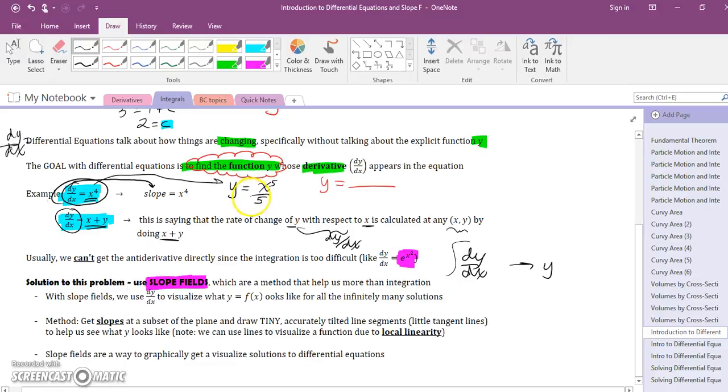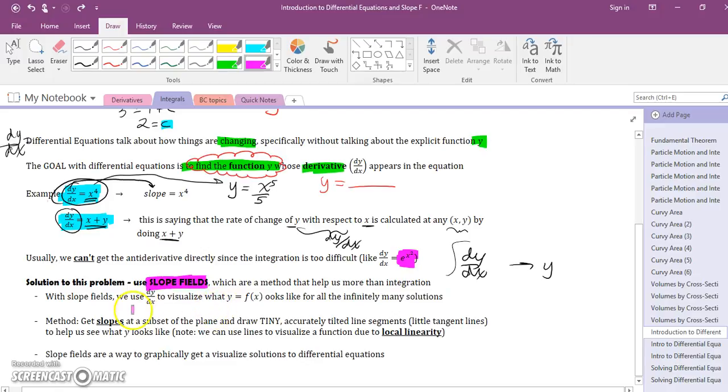You can do that antiderivative easily. But with something like this, we don't know how to do the antiderivative. And in fact, in this class, you're not going to learn how to. It's too complicated. So slope fields are going to come to the rescue here. And this method is going to help us more than integration will.